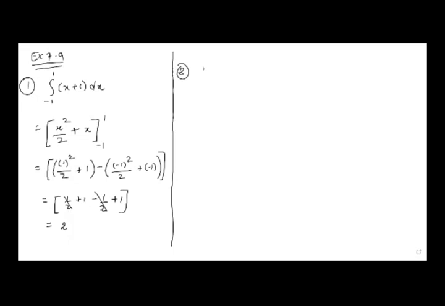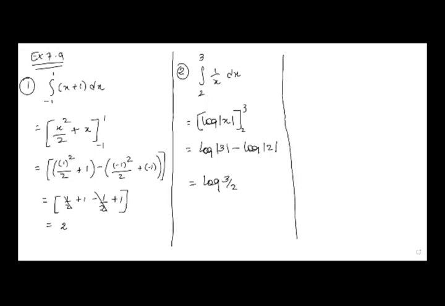Question 2, integration 2 to 3, 1 by x dx. We know that integration 1 by x dx is log mod x. We keep the limits. First of all, we'll keep x as 3, then minus. Now applying the property of log, you know that if two logs are in subtraction, then I can write it as common log as log 3 by 2.